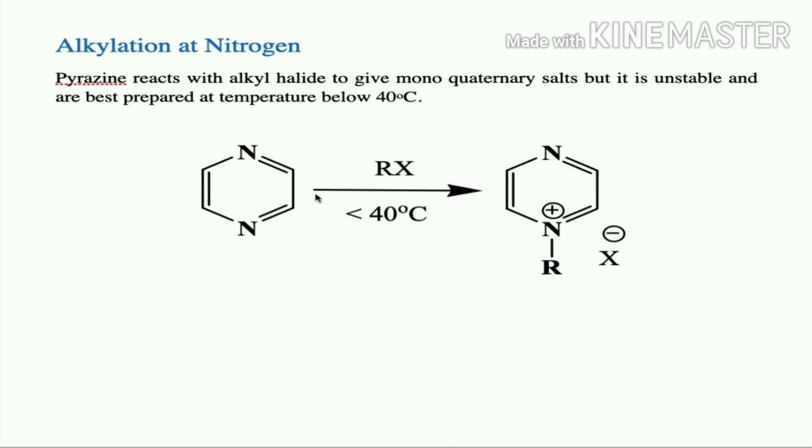So, the alkyl halide is going to react with the pyrazine and form the monoquaternary salt only below 40 degrees centigrade, because these monoquaternary salts are highly unstable. And there is no question of further alkylation, because the monoquaternary salt is going to form at a lower temperature. So there is no question of further reaction with the alkyl halide.